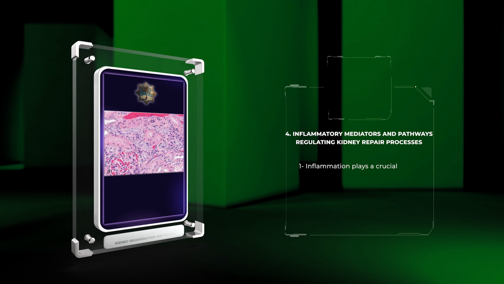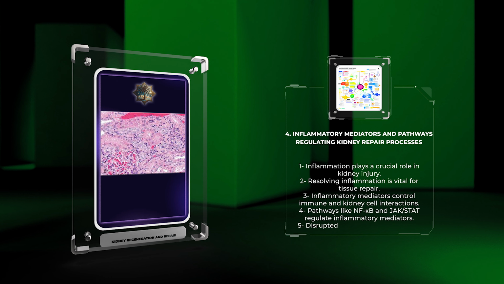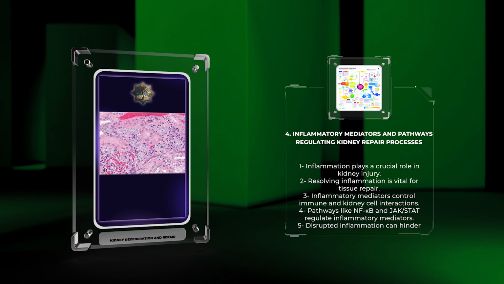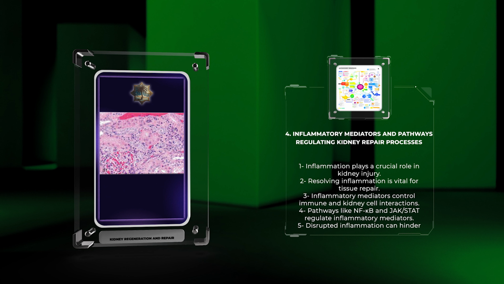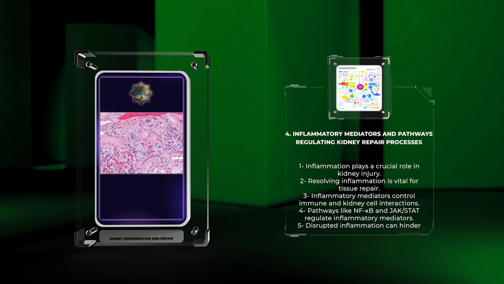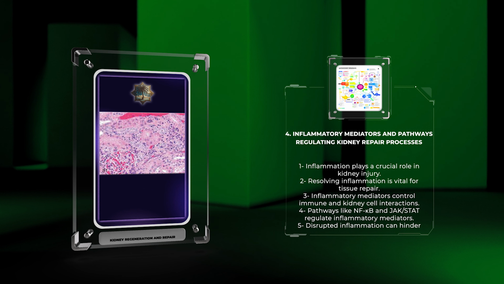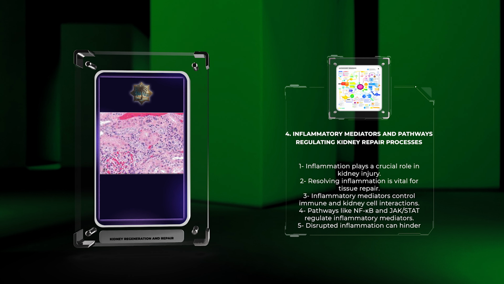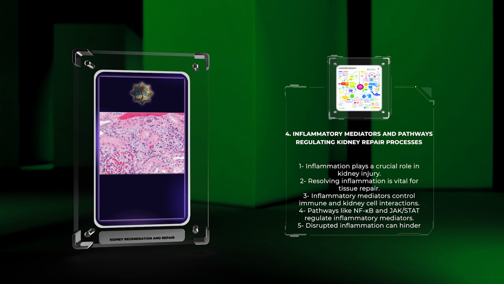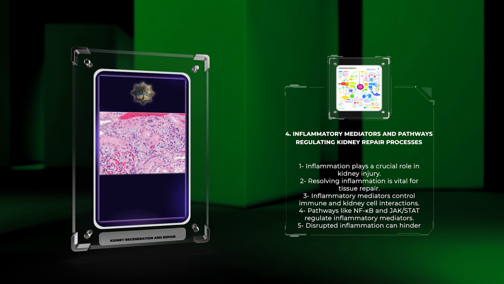In kidney injury, inflammation plays a crucial role, and resolving inflammation is vital for tissue repair. Inflammatory mediators like cytokines, chemokines, and growth factors control the interactions between immune and kidney cells. Pathways like NF-kappa B and JAK/STAT regulate these mediators and aid tissue regeneration. Disrupted inflammation can hinder kidney repair, but targeting specific mediators and pathways can help promote efficient regeneration.